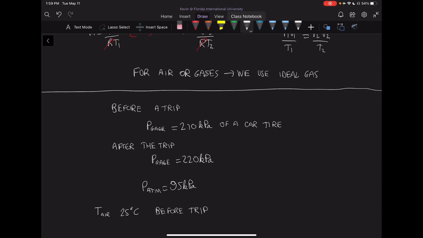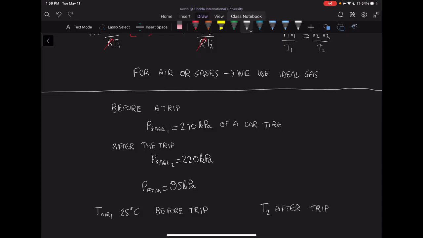And that's the temperature of the air inside the tire. And our goal is to determine the temperature after the trip. So we can essentially write this as P gauge 1, P gauge 2, and then T air 1 and then T2. And we're trying to find T2, just to make sure that we define the states.